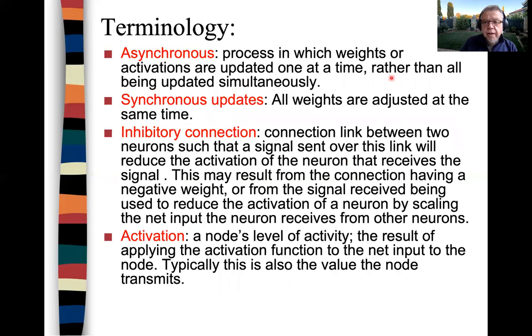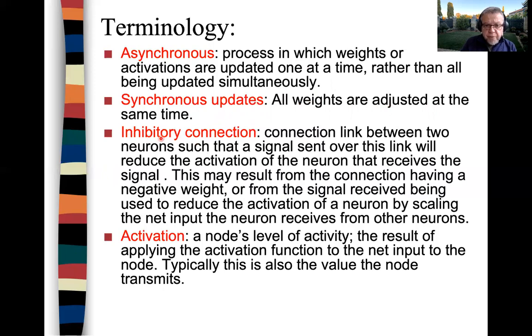Asynchronous versus synchronous updates. Asynchronous is the process in which the weights or activations are updated one at a time, rather than all being updated simultaneously. So you adjust this weight, and then you adjust the second weight, the third weight, and so on, one by one. As opposed to synchronous updates of the weights, in which case all the weights and the parameters of the system are adjusted at the same time.